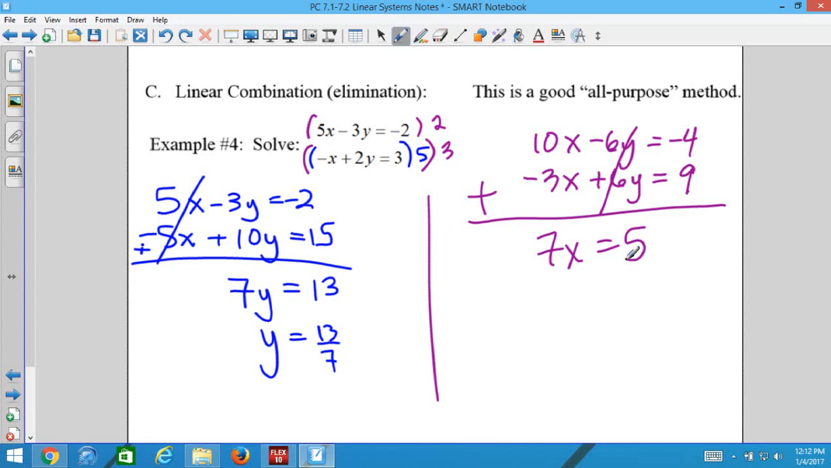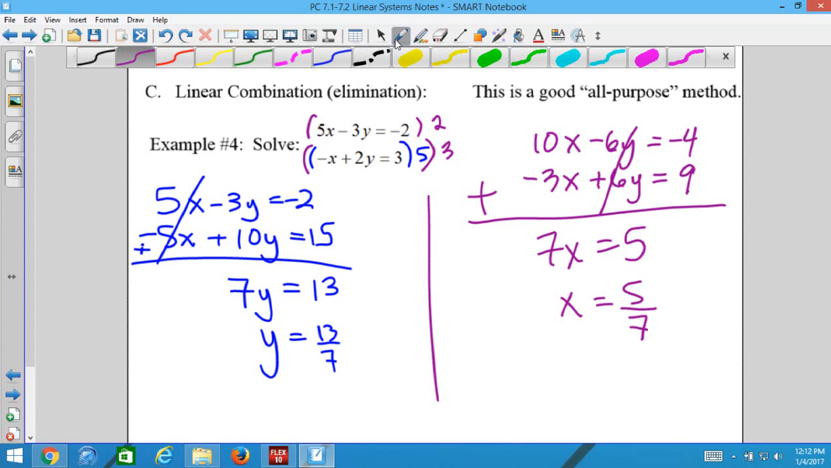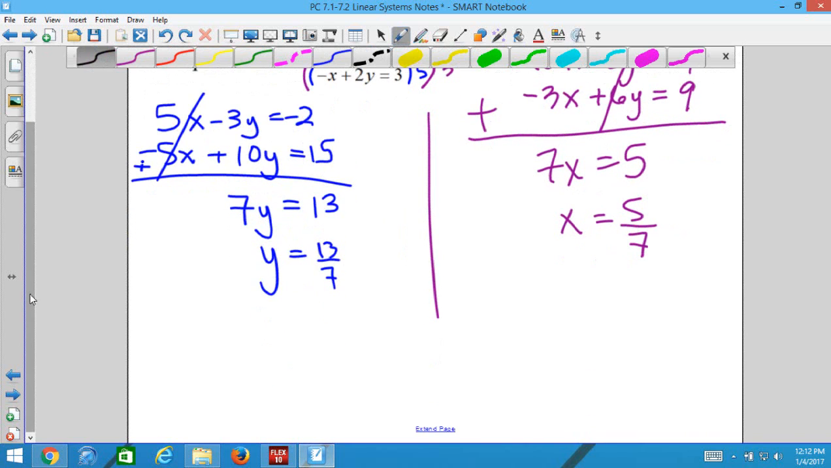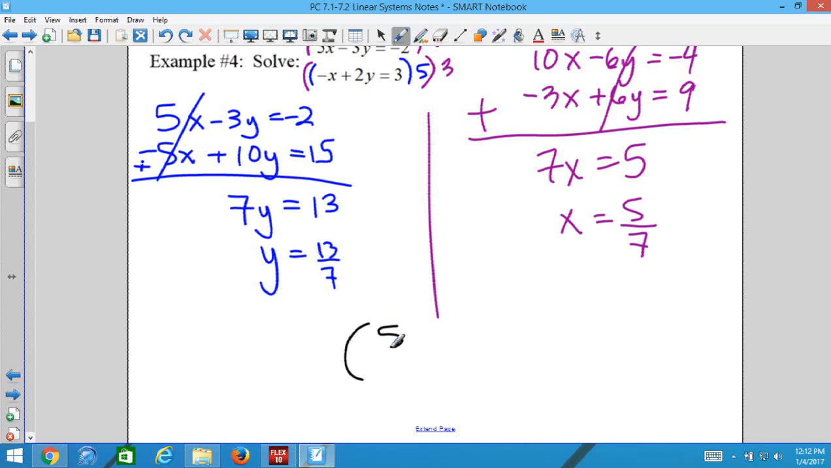So you could either plug in 13/7, or you can just eliminate a second time from the beginning. And when I do the elimination, I get that x is 5/7. How do I know that my ordered pair, because this doesn't sound like a nice answer, how do I know that my answer really is 5/7, 13/7? How do I know? I can check them.